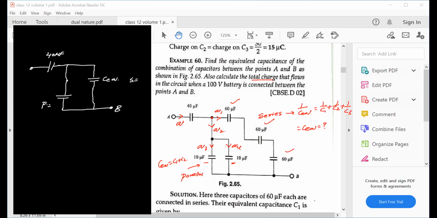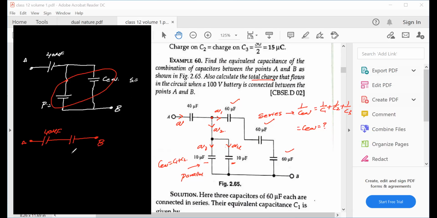After finding it, I have to redraw the circuit like this, and I have to identify again which one is series and which one is parallel. Now if you see, these two are again parallel connections. After finding the parallel connections, I again have to redraw the circuit. The circuit will be like this. This is your A point, this is your B point, and this is your 40 microfarad.